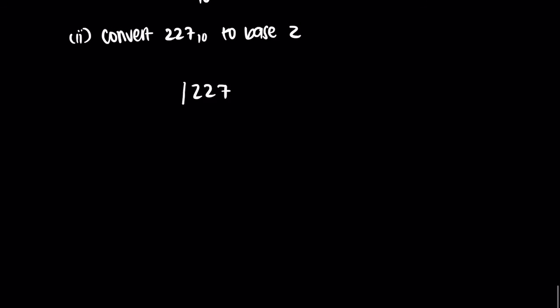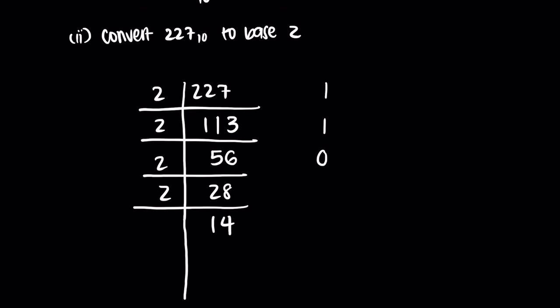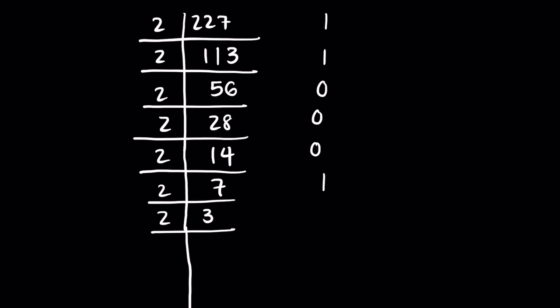So 227 divided by 2 is 113, and that leaves a remainder of 1. Then 113 divided by 2 is 56, and that leaves a remainder of 1. 56 divided by 2 is 28, the remainder is 0. 28 divided by 2 is 14, the remainder is 0. 14 divided by 2 is 7, and the remainder is 0. 7 divided by 2 is 3, and the remainder is 1. 3 divided by 2 is 1, and the remainder is 1. 1 divided by 2 is 0, and the remainder is 1.